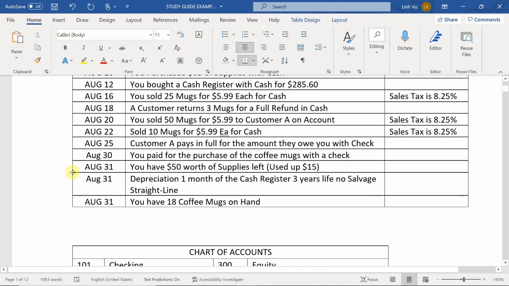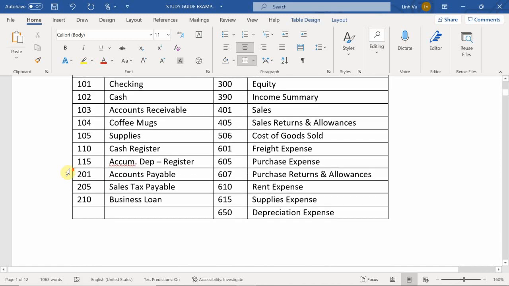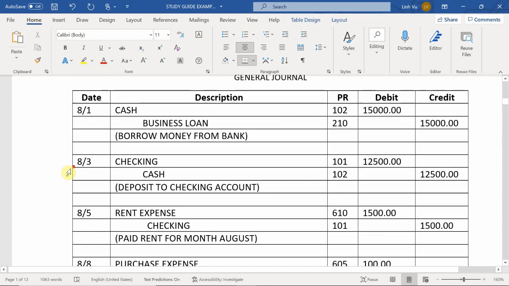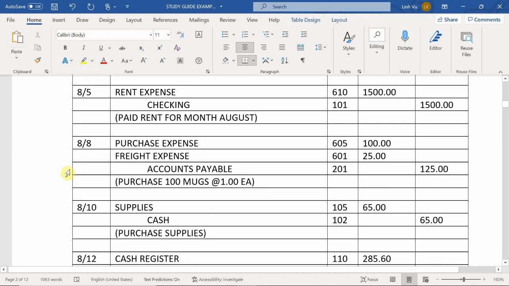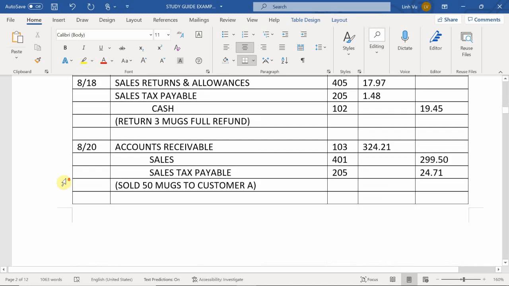Okay, now the 30th. You paid for purchase of coffee mugs with a check. So the purchase that we have is from August 8th. Let me see, I go to the journal. This is the 8th. So we have the 8th purchase expense and accounts payable. So we have to go down from accounts payable. Good.